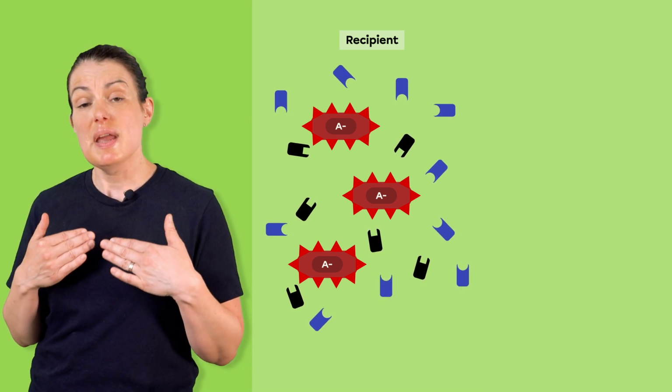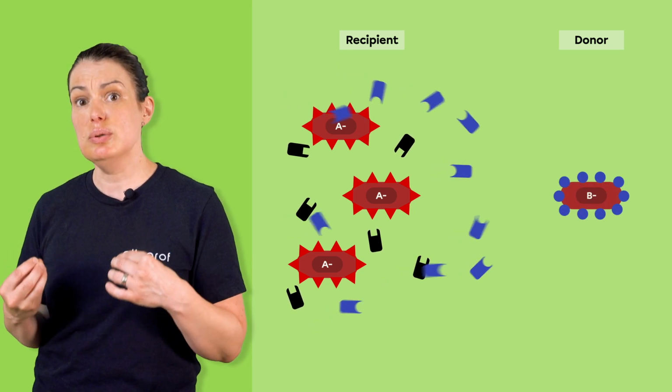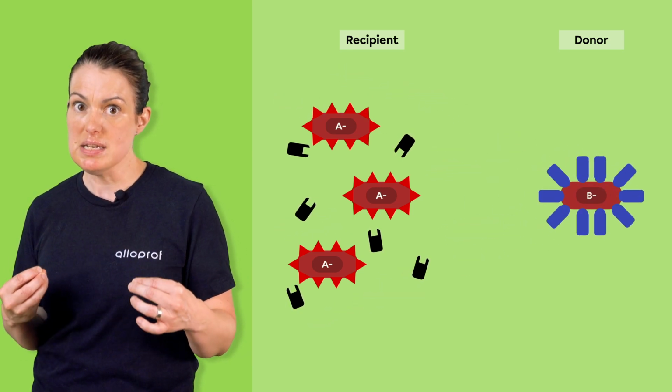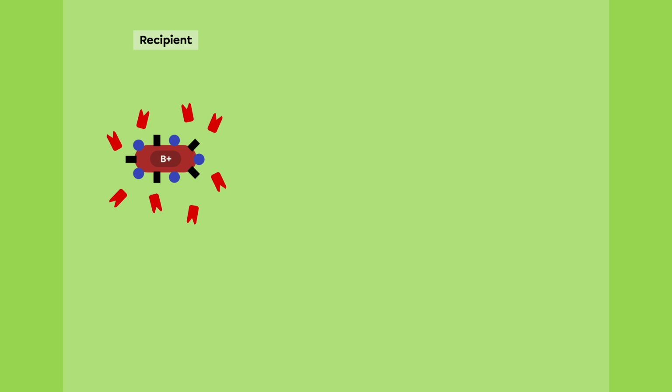If someone with type A negative blood was given B negative blood, the anti-B agglutinins would destroy the incoming B negative red blood cells. By knowing the blood type of 2 individuals, we can determine their compatibility for blood transfusion. Here is an example with a recipient who has the blood type B positive. Their agglutinogens are B and rhesus factor. We deduce that their plasma has only anti-A agglutinins.